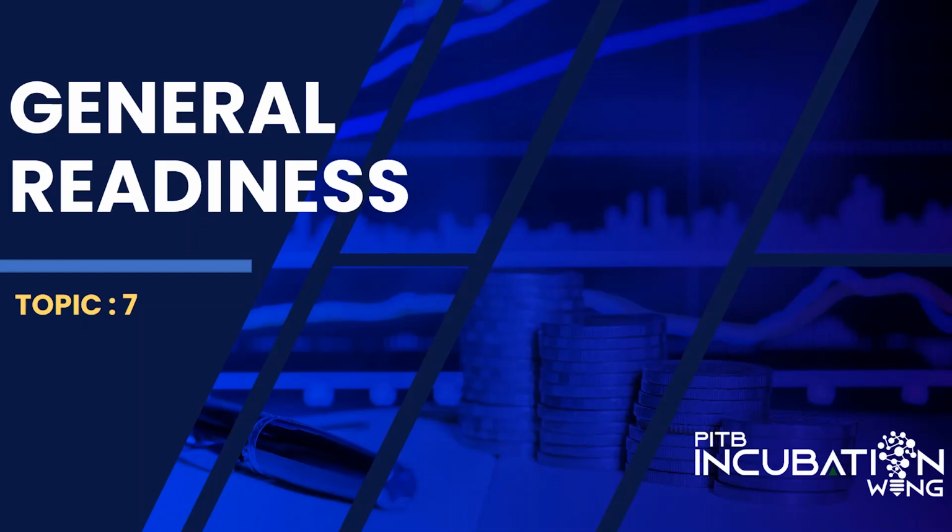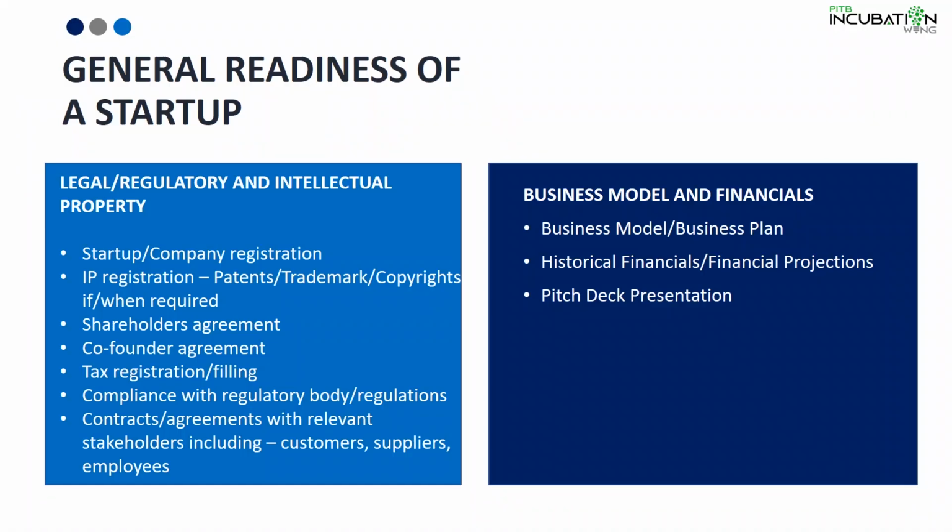Moving forward to our topic 7 of the financial curriculum, general readiness. The basic two aspects of general readiness of a startup are legal and intellectual property, and business model and financials.